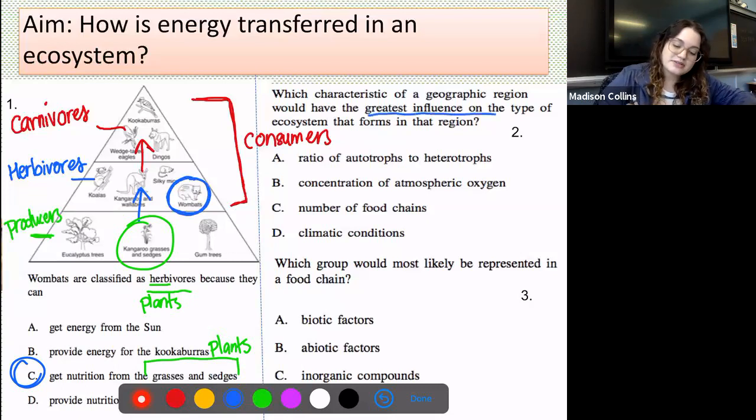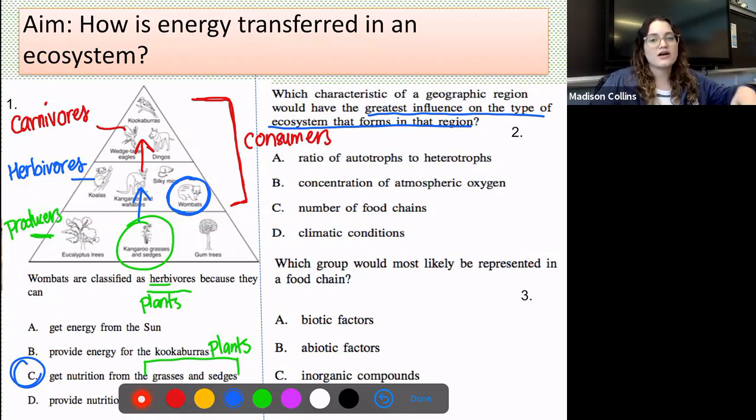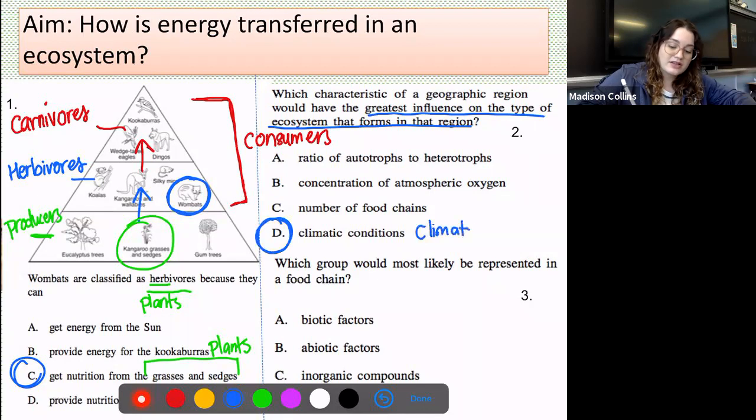All right, number 2, which characteristic of a geographic region would have the greatest influence on the type of ecosystem that forms in that region? Well, we've got different types of ecosystems all around us. We've got forest ecosystems, we've got aquatic ecosystems, we've got desert ecosystems. And all of those different ecosystems are formed based on the climatic conditions or the climate of that area. Okay, the climate's going to determine what plants are growing in that region and what animals are able to survive in that region. So it all comes down to the climatic conditions that influence that environment.